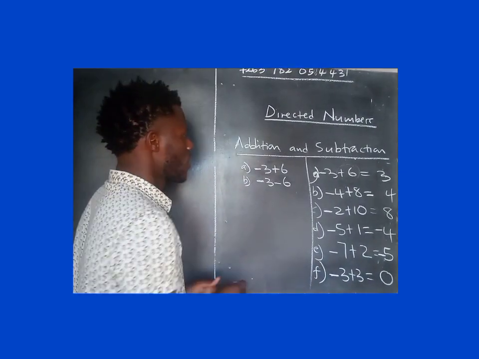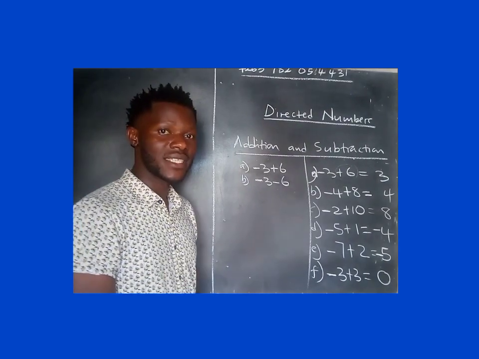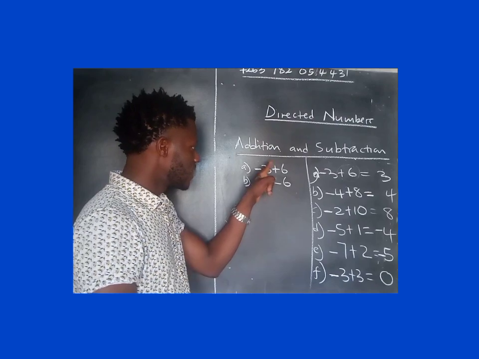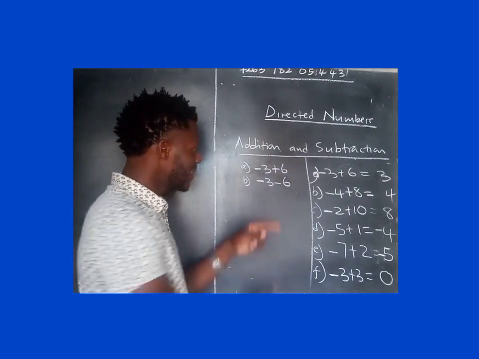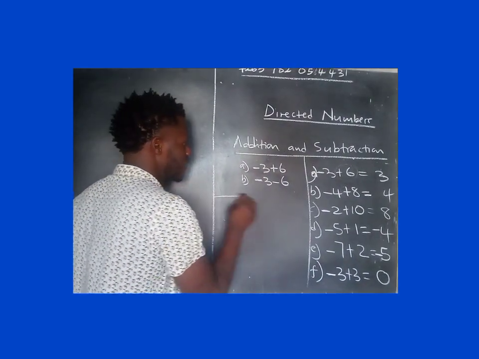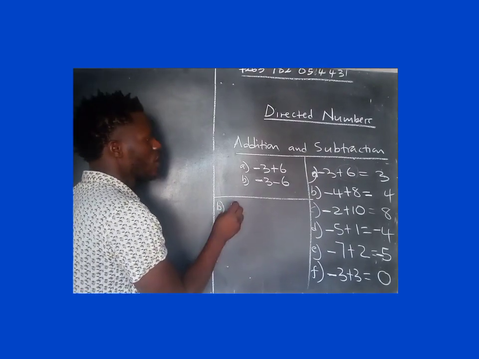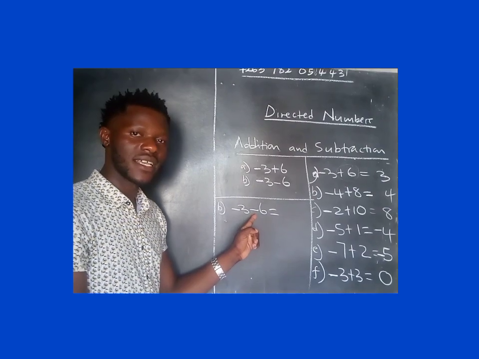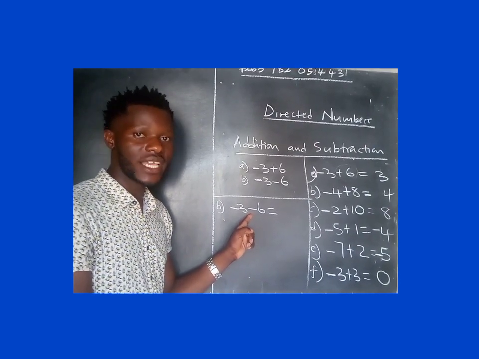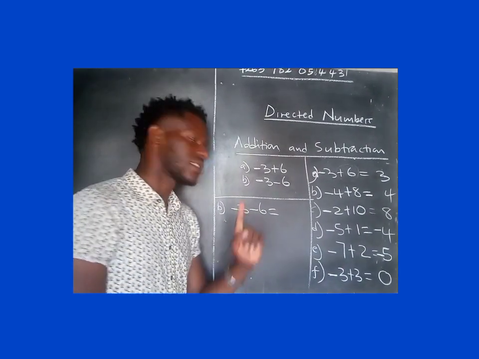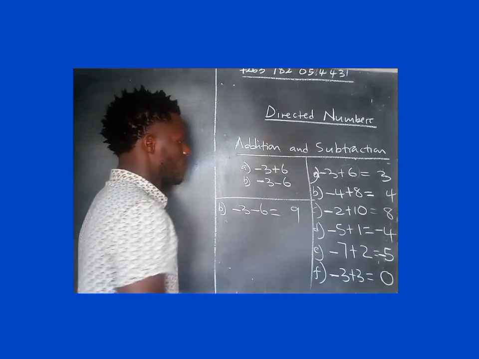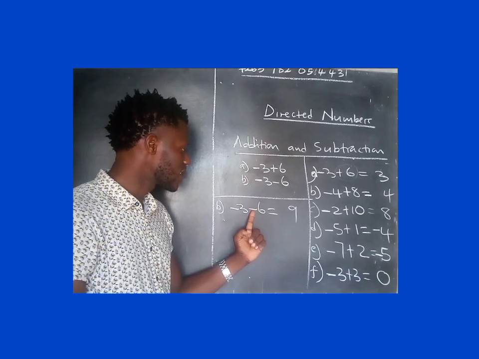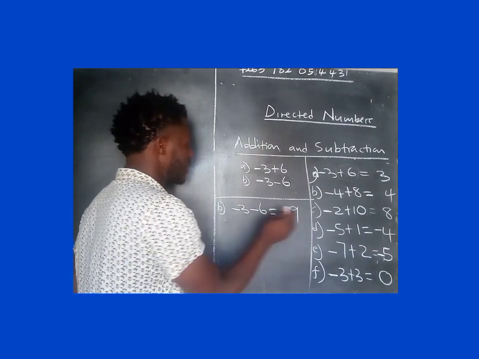So what I mean is, as long as directed numbers start with a negative sign, do the opposite. If it's addition, you subtract. Then if it's subtraction, you add. For instance, look at this example number B, minus 3 minus 6. Instead of subtracting here, we are going to add the numbers. That is 6 plus 3, we get 9. But then that 9 must take the sign of the bigger value. The bigger value is 6, which is negative, so it becomes negative.